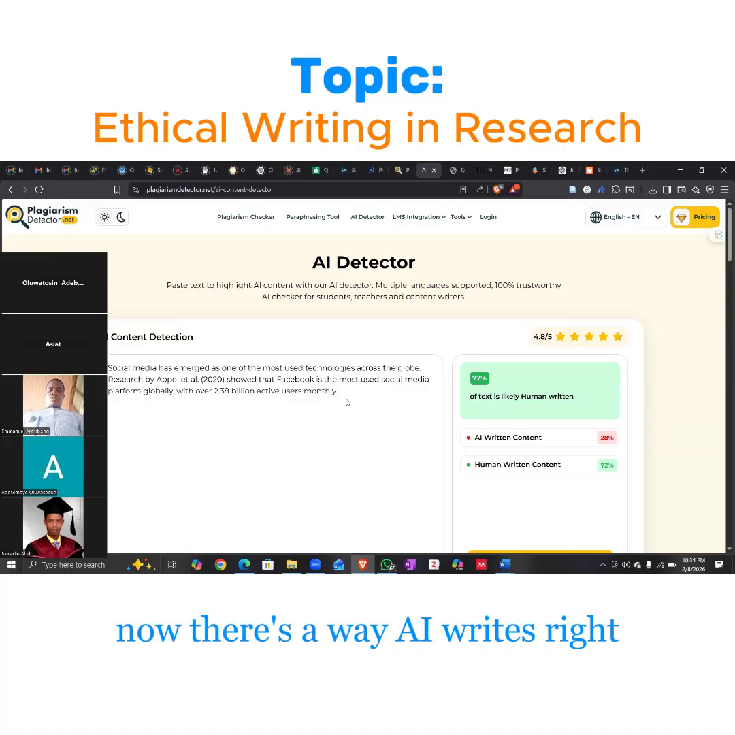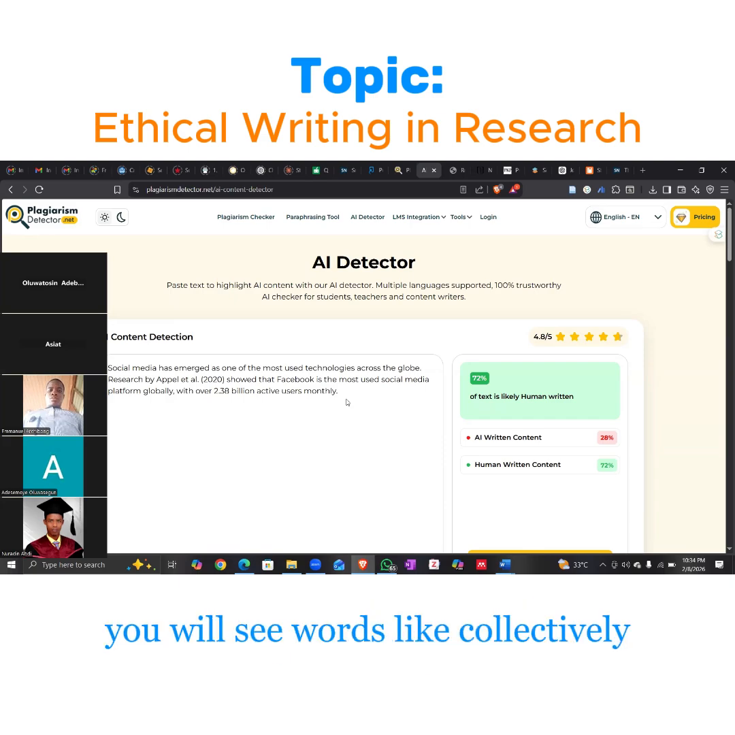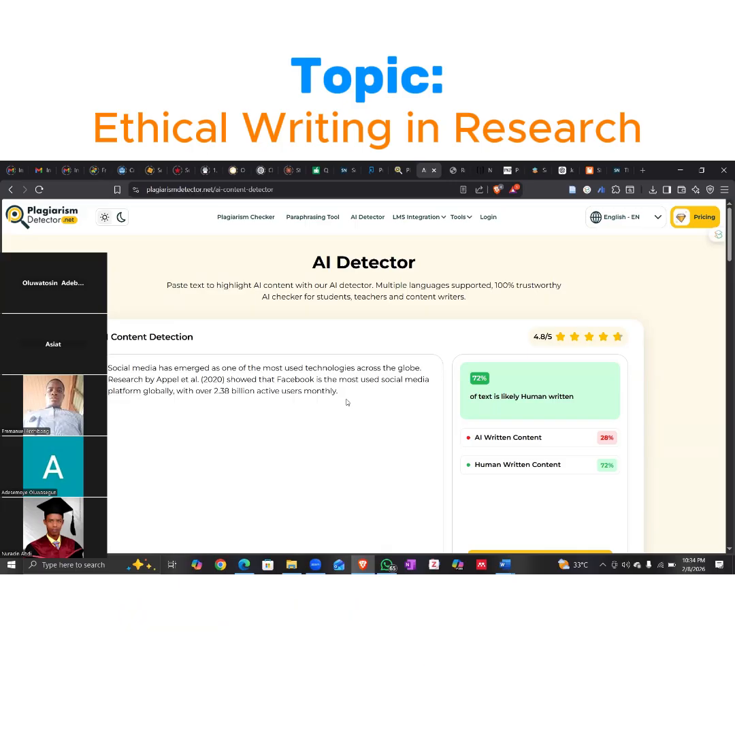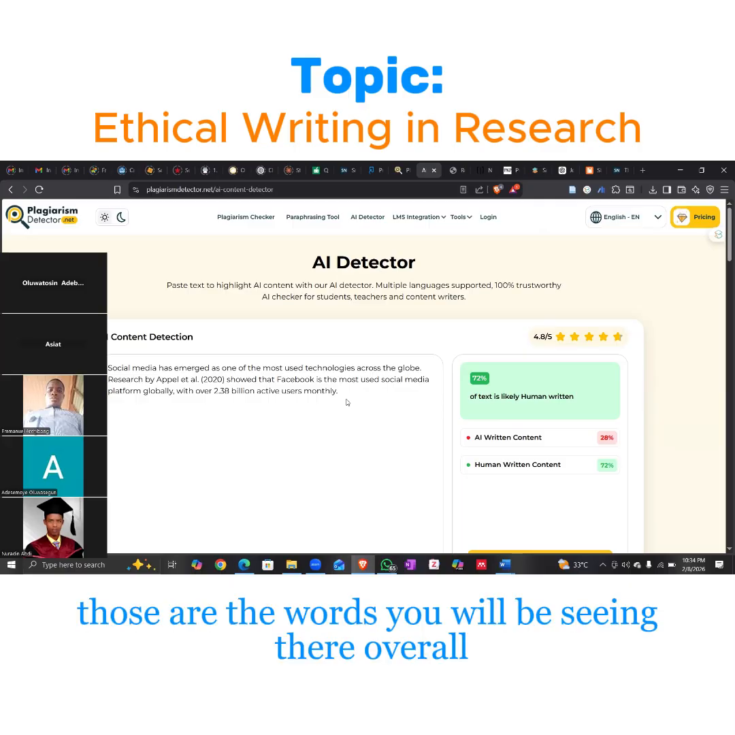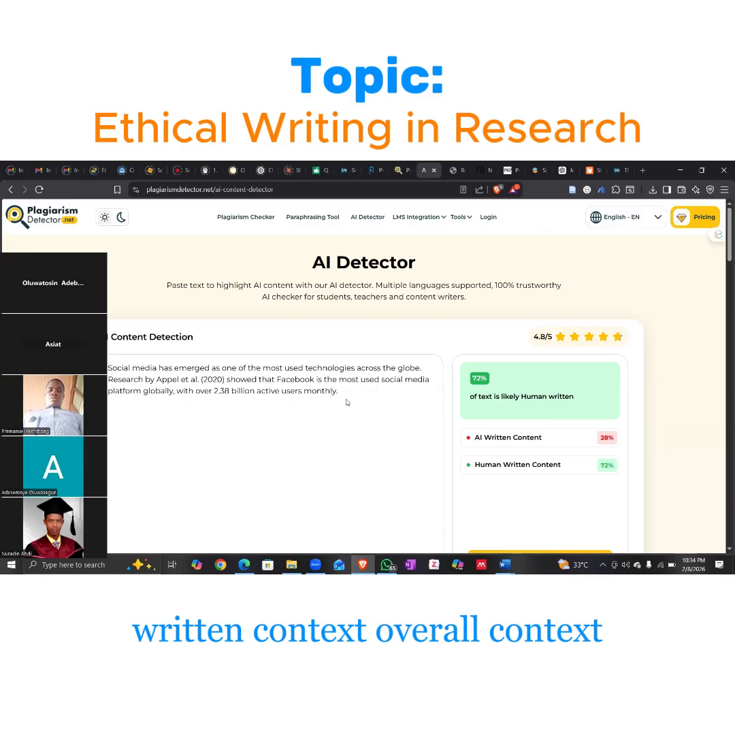Now, there's a way AI writes. In an AI written paper, you will see phrases like "collectively taking this together in the same context." Are you with me? Those are the words you will be seeing there. Overall, those are the kind of words you see in AI written context. And you will see the M dash.